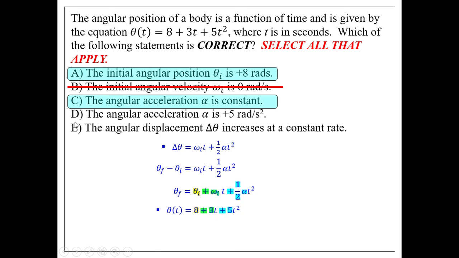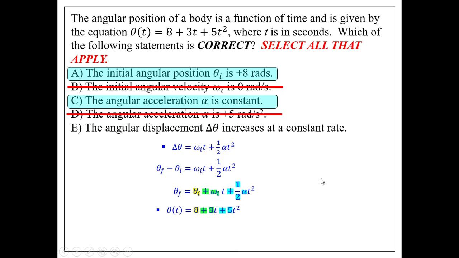D. D says the angular acceleration alpha is positive 5 rads per second squared. Well, that's not true. 1/2 times 10 gives you 5, which implies that alpha is 10, not 5. So this 5 here is kind of a trap laid out for kids if you don't understand that there's a 1/2 in front of alpha, right? So 1/2 times 10 gives you 5, which means alpha is 10, not 5. So I'm going to cross D out. Don't get trolled.